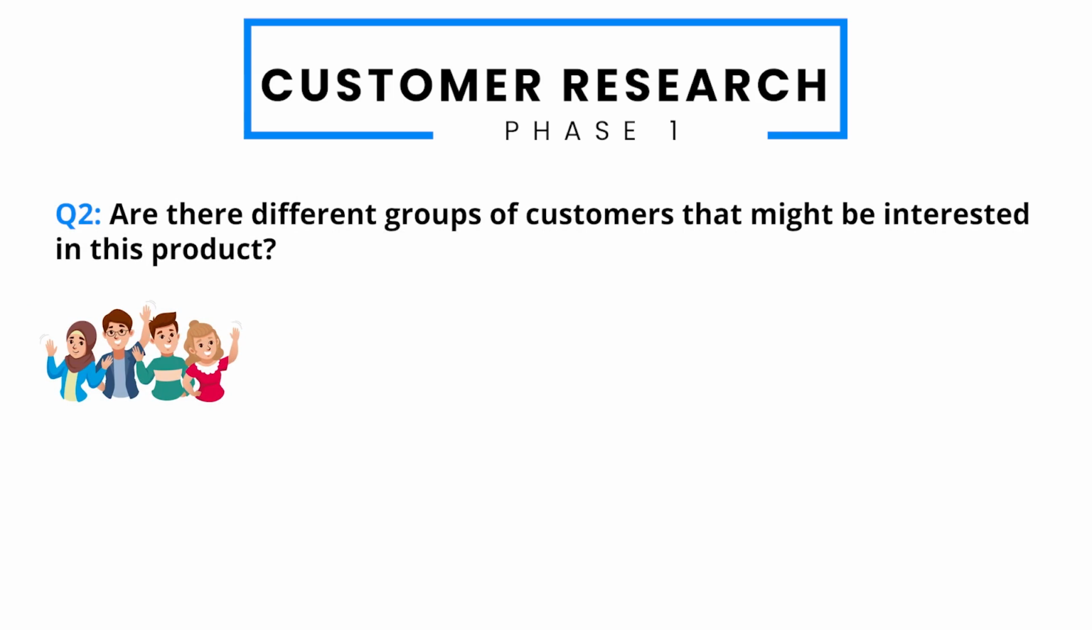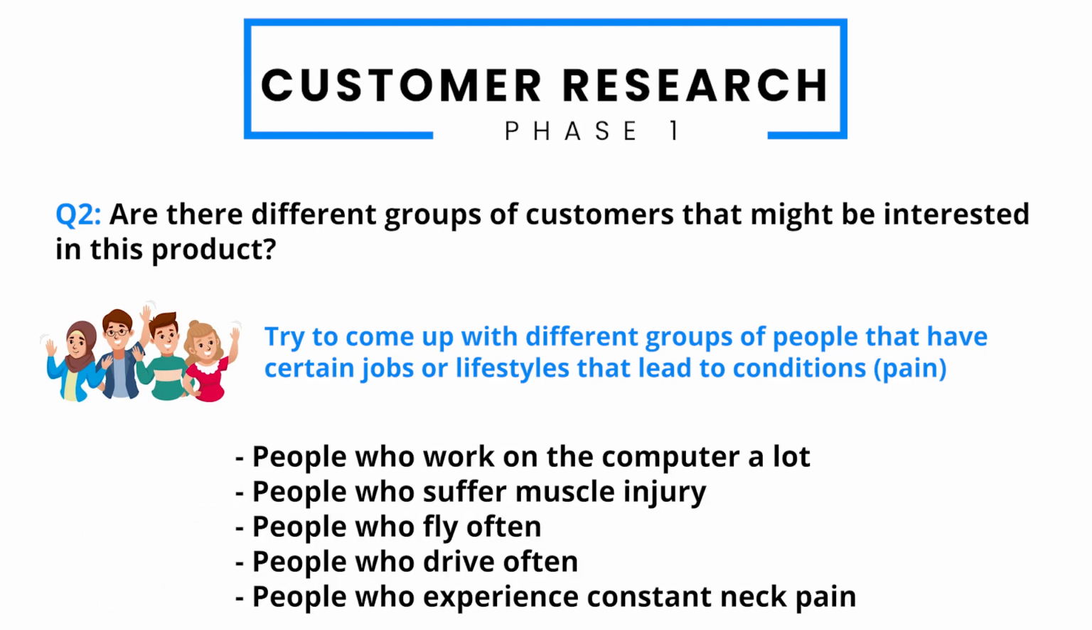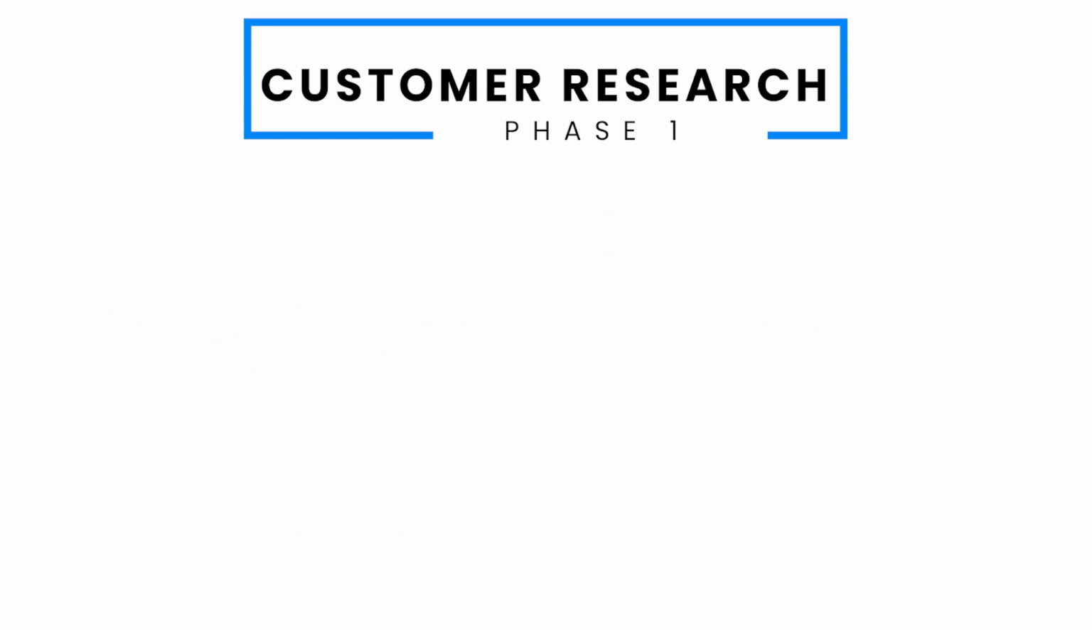Alright, so question number 2, are there different groups of customers that might be interested in this product? Now this one requires a little bit of creativity, but on the basis of the pain points we discovered in the first question, we can try and come up with different groups of people that might have jobs or lifestyles that can lead to the conditions above. Now here's what I came up with. People who work on the computer a lot, people who suffer muscle injury, people who fly often, people who drive often, and people who experience constant neck pain.